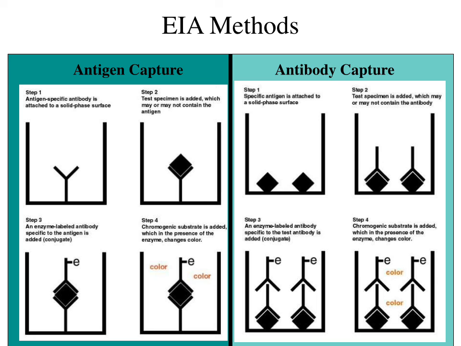So then you add your enzyme labeled antibody and allow that to bind. And then your last step again is adding your chromogenic substrate. And if your labeled antibody with the enzyme was bound in place, you'll get a color change. And again, you put it through a plate reader.